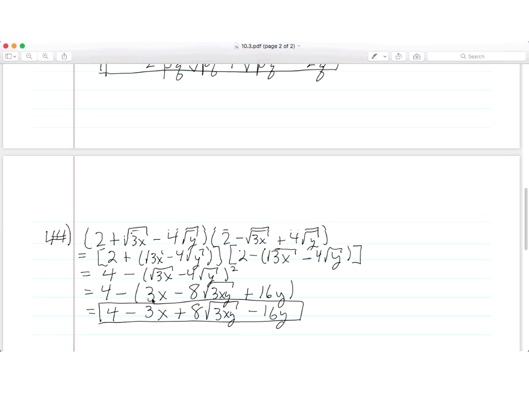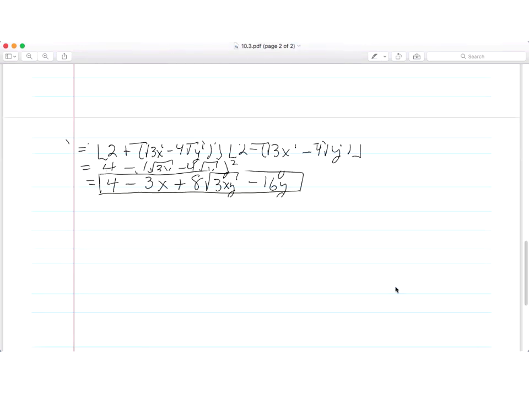Now let's change all the signs inside the parentheses. This negative changes this positive 3x to a negative 3x. This negative changes the negative 8 rad 3xy to a positive 8 rad 3xy. This negative changes the positive to a negative 16y. And so, once I multiply this, I get 4 minus 3x plus 8 rad 3xy minus 16y. And that's your answer.